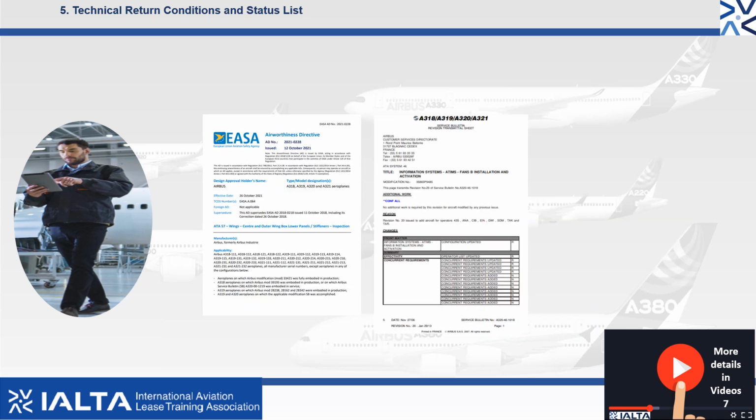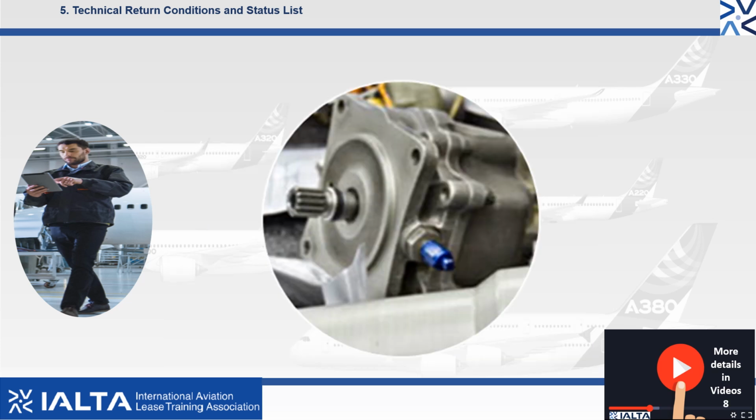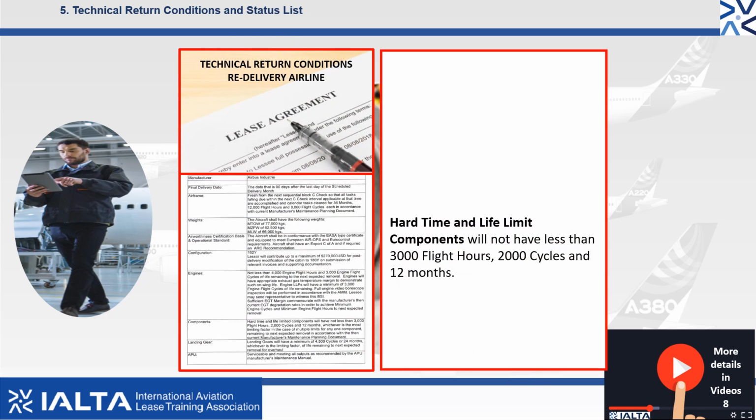In video 7, we will cover airworthiness directives, ADs, and service bulletins, SBs. As an example, the returning airline's contract could ask that all ADs and SBs are cleared for 6 months, 1,000 flight hours, and 1,000 flight cycles. In video 8, sample wording in the contract relating to components might look like this. Hard time and life limit components will not have less than 3,000 flight hours, 2,000 cycles, and 12 months, whichever is the most limiting factor.